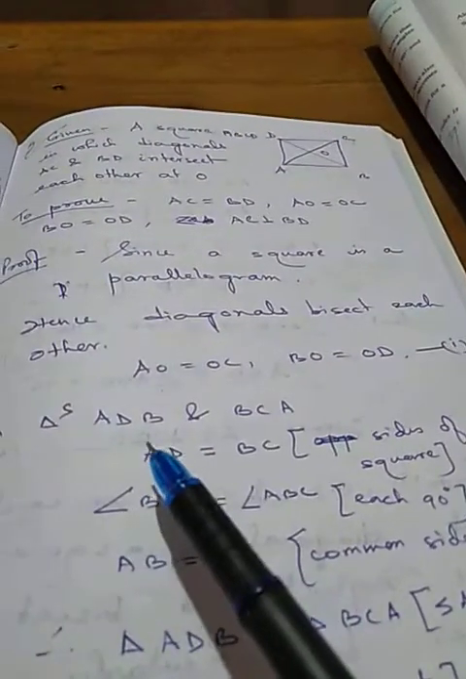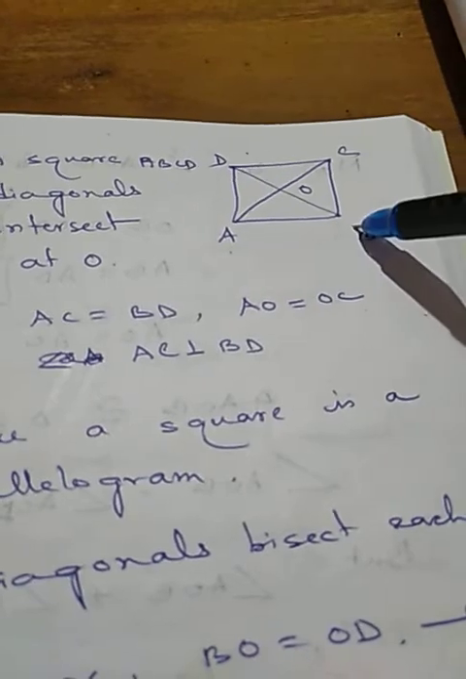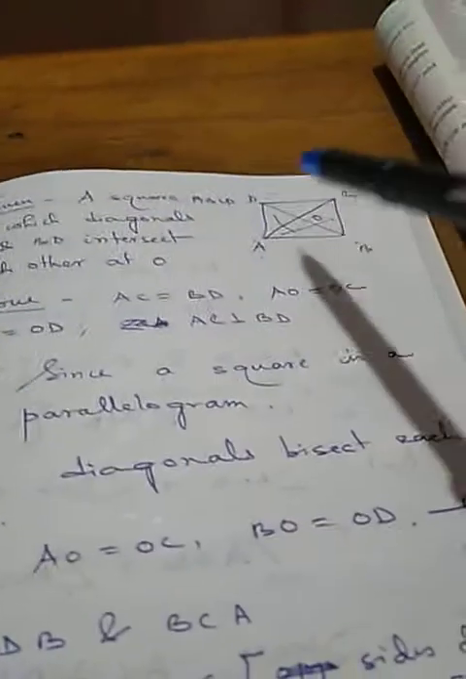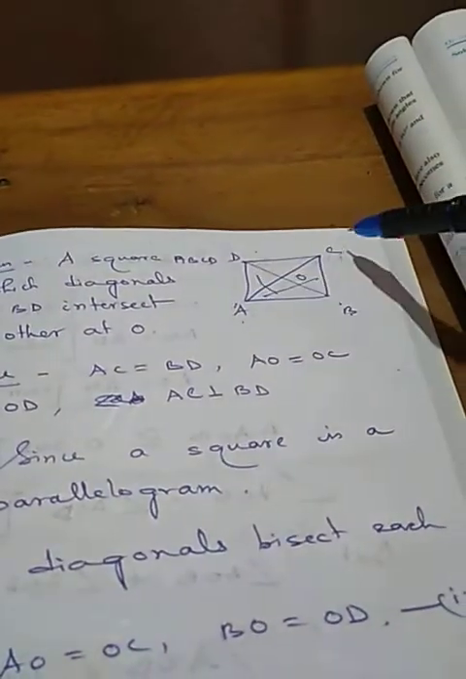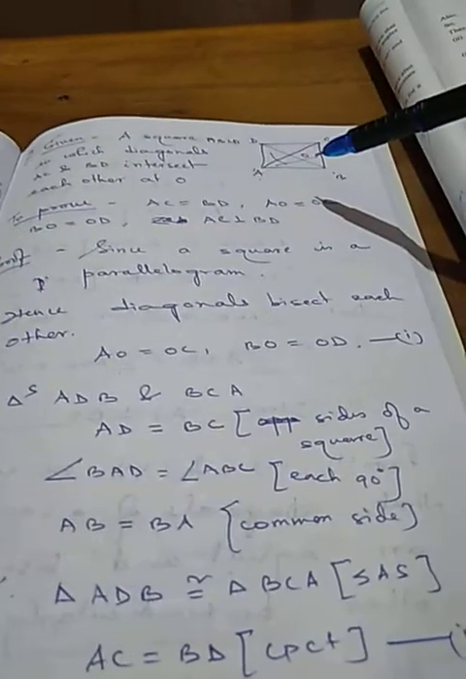Now in triangles ADB and BCA, these two triangles, we are going to prove that these two triangles are congruent. So how are we proving that? AD equals BC, opposite sides of a parallelogram or opposite sides of a square.